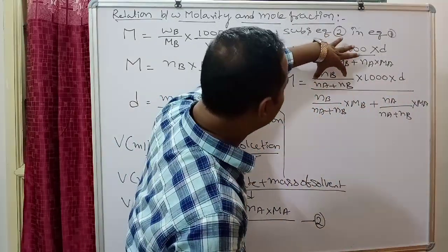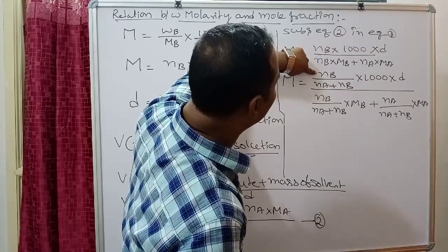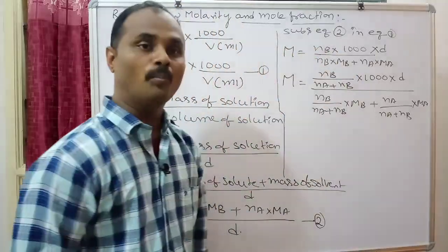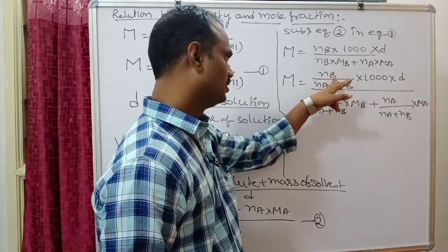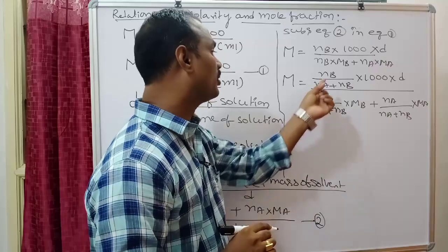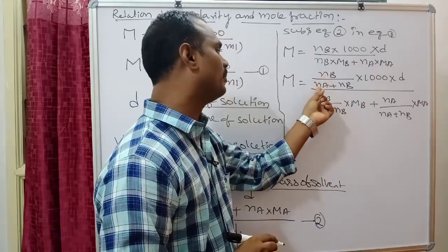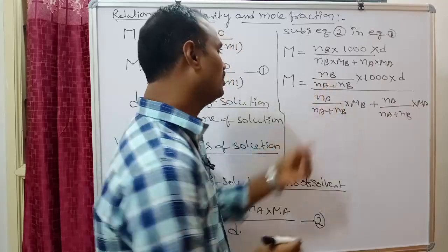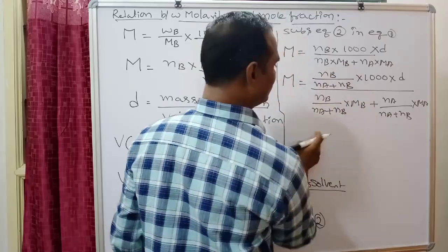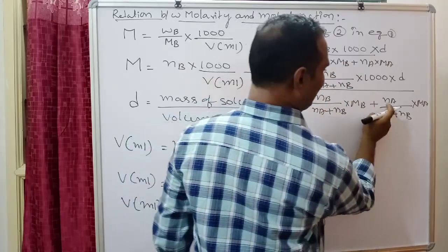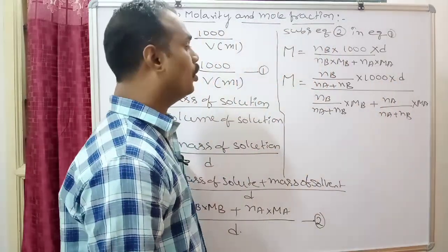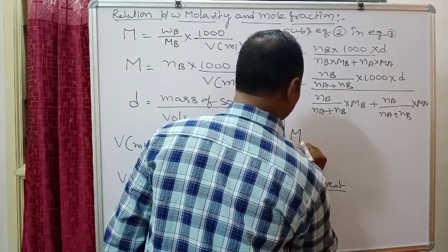Carefully see. This part is the ratio of number of moles of solute to total number of moles of solution. This is what we call mole fraction of solute. You know already the definition of mole fraction: it is the relative ratio of number of moles of one component to the total number of moles of solution. So here number of moles of solute by total moles is the mole fraction of solute. But here, number of moles of solvent by total number of moles is the mole fraction of solvent.